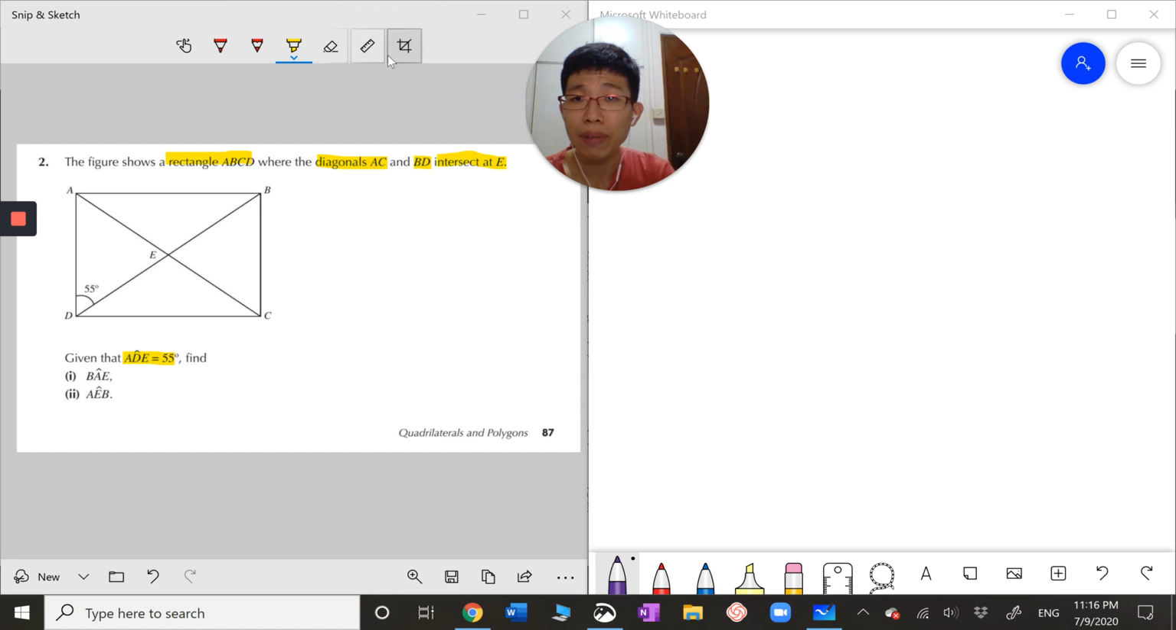So in this case, whenever you see diagonal, the first thing that comes to mind is what are the properties of a diagonal of a rectangle? So we know that for a diagonal of a rectangle, it has two properties. The first one will be that both diagonals are equal in length.